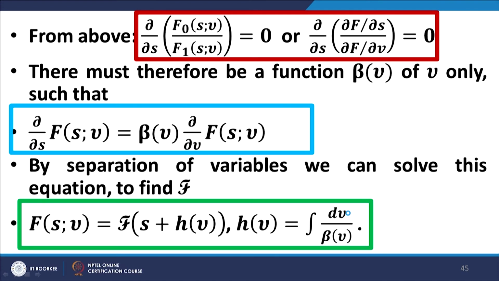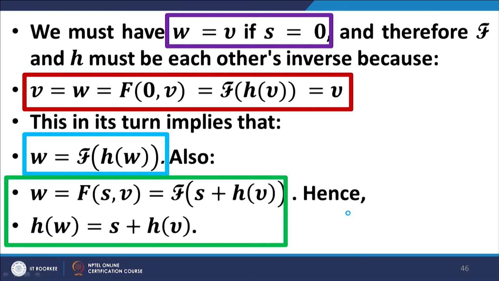By separation of variables, we can solve this equation, and we find that f(s, v) can be written in the form of F(script s + h(v)), where h(v) is a new function obtained by this expression, the integral of dv upon beta(v). Now, recall w is equal to v if s is equal to 0, by the definition of our scale. We have defined our scale in such a way that at s equal to 0, w is equal to v.